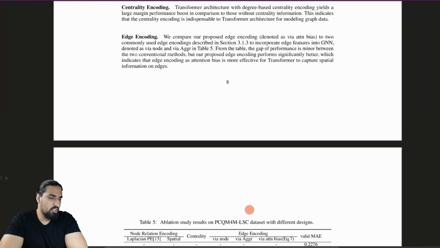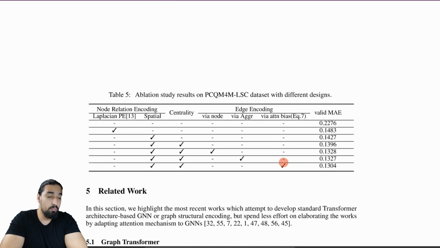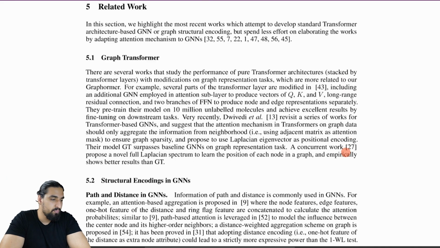They also did some ablations showing that all of these encodings boost up the performance. So this is the edge encoding. As you can see, the error drops when they add it. Same goes for the node centrality. Same goes for the spatial encoding. They always have these boosts in performance when they add those particular encodings.